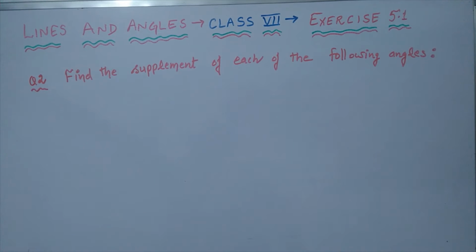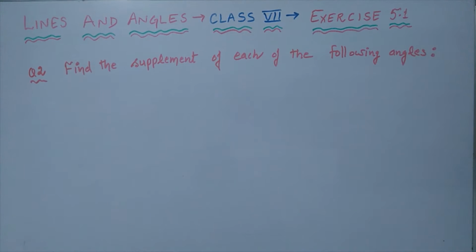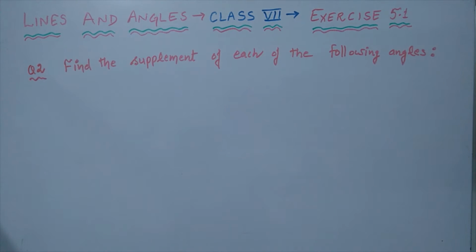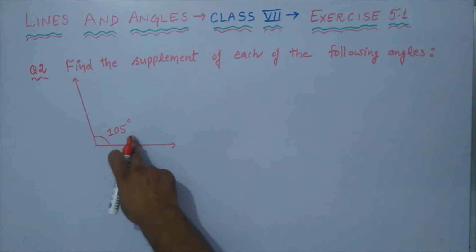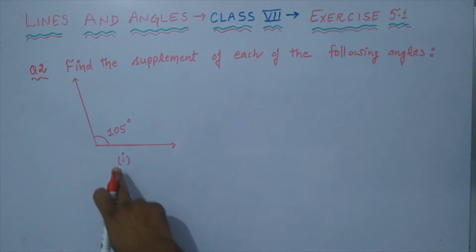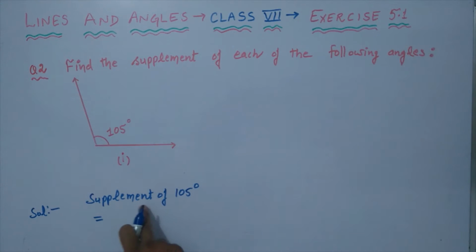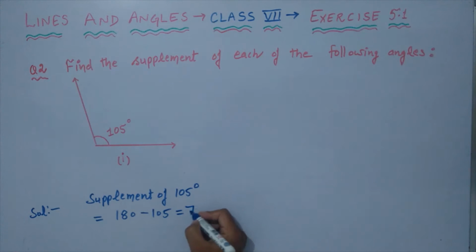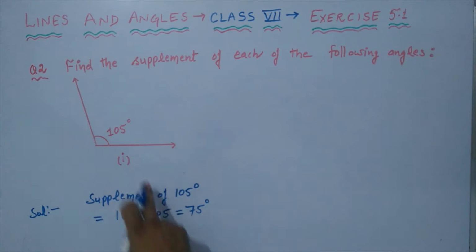In question number 2, what is there? Find the supplement of each of the following angles. First part 105 degree. What is the supplement of 105 degree? So here supplement of 105 degree is equal to 180 minus 105, which is equal to 75 degree. So supplement of 105 degree is equal to 75 degree.